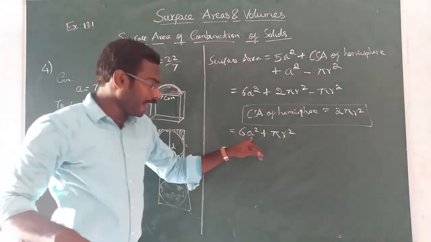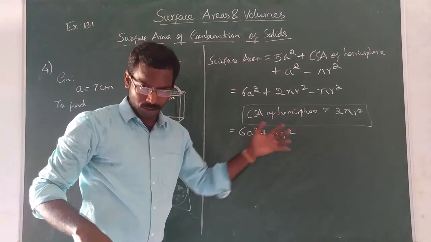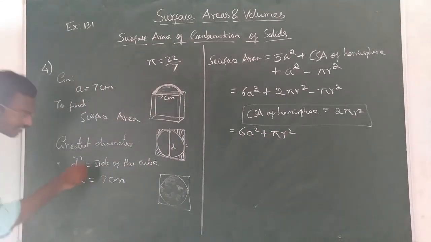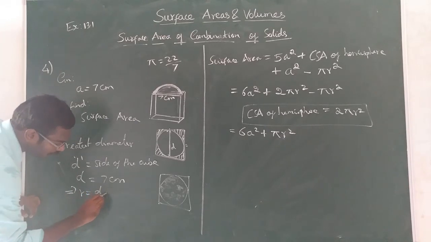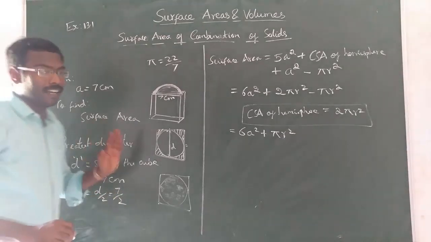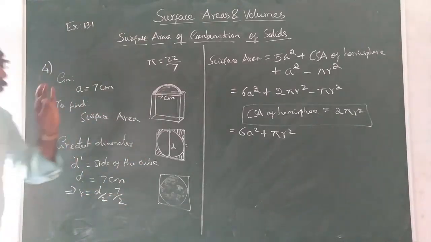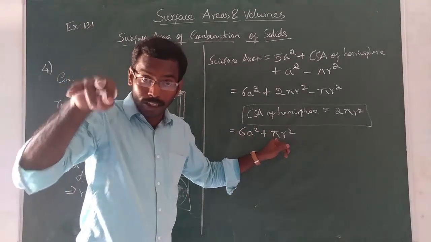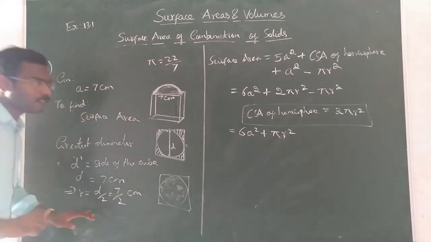Okay. So now you have a and radius. Do you know the radius? Diameter is there, na? So diameter is equal to 7 centimeter. That gives radius equal to d by 2, that is equal to 7 by 2. You keep it as 7 by 2 only. If you cut and write 3.5 also okay, but you keep it as 7 by 2 because here pi is there, na. Pi value is 22 by 7, 7 will get cancelled. So keep it as 7 by 2 centimeter.